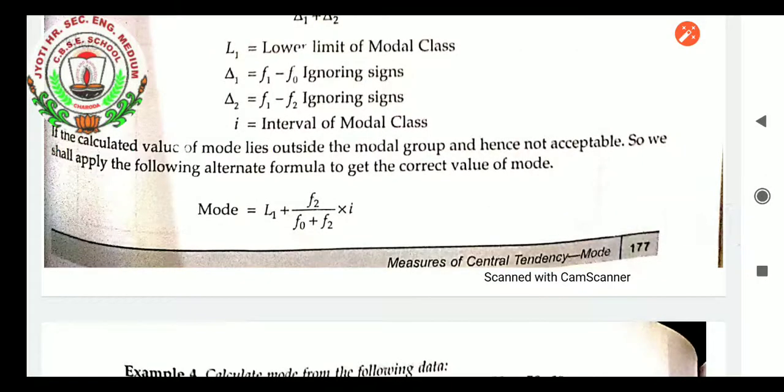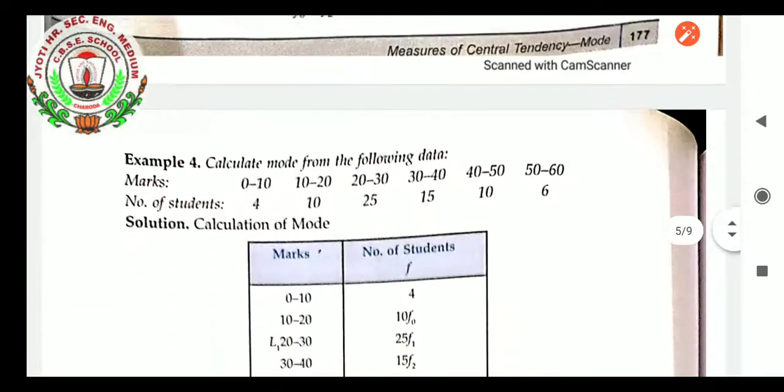If the calculated value of mode lies outside the model group and hence is not acceptable, we shall apply the following alternate formula to get the correct value of mode. Mode equals L1 plus (f2 minus f0) divided by (f0 plus f2), into i. Let us have a calculation.